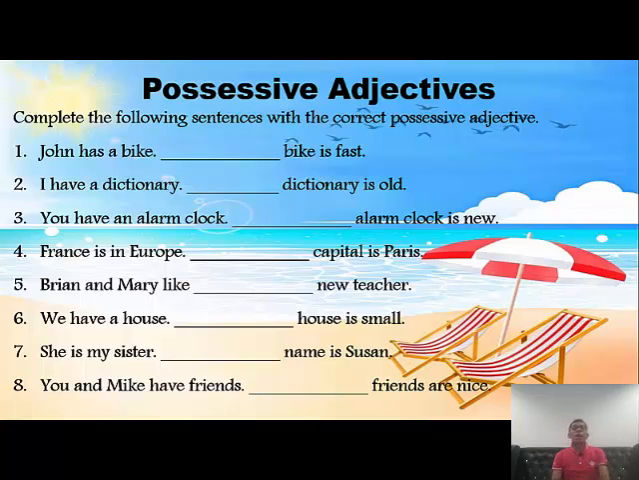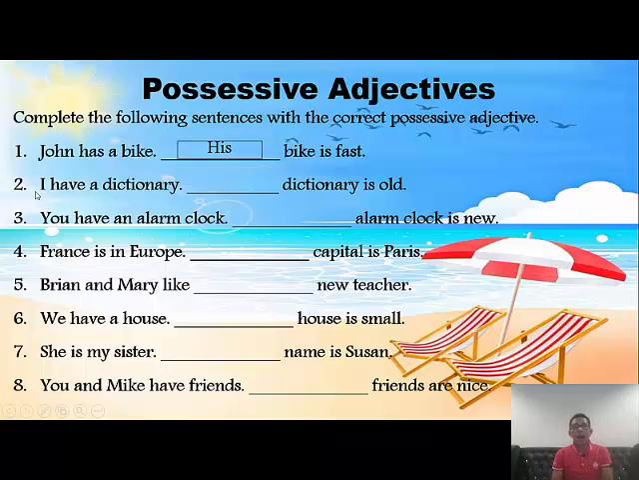Okay, so now let's take a look at the answer. John has a bike. His bike is fast. We use his because John is a, remember the feminine and the masculine, all right? So his is the possessive adjective for John, okay? And his bike is fast. His bike means the bike belongs to John. It is not mine and it is not yours. It belongs to John.